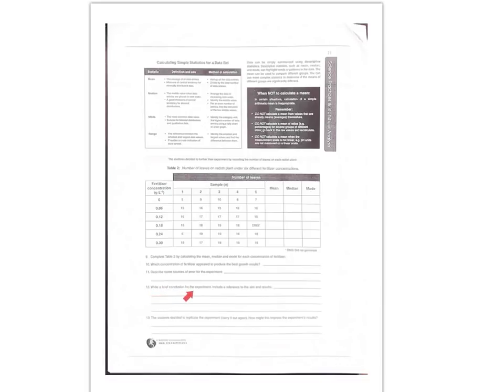Write a brief conclusion for the experiment. Include a reference to the aim of the results. So your conclusion, after you've looked at the data, you might say something like, an increase in fertilizer increases the mass of the plant up to a point after which the mass seems to decrease. The mass of the root seems to decrease. And actually calculating mean and mode. Again, you can look up here, median, mode, and range, and think about what those numbers mean.